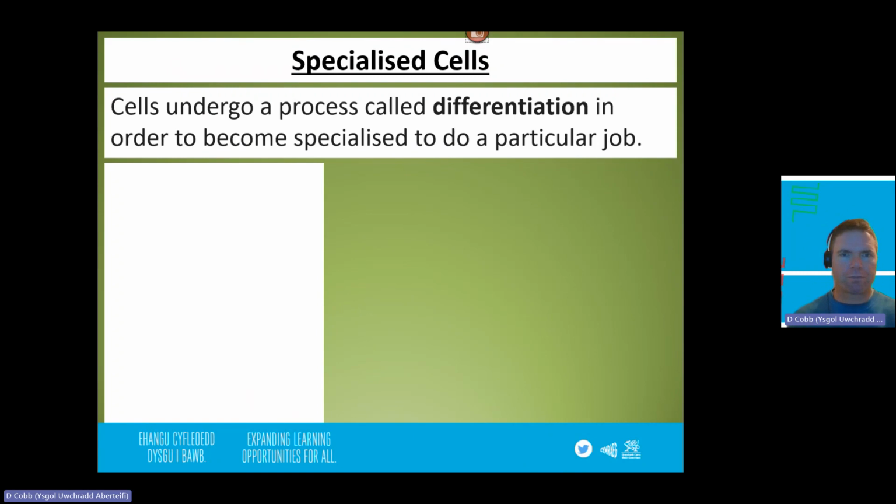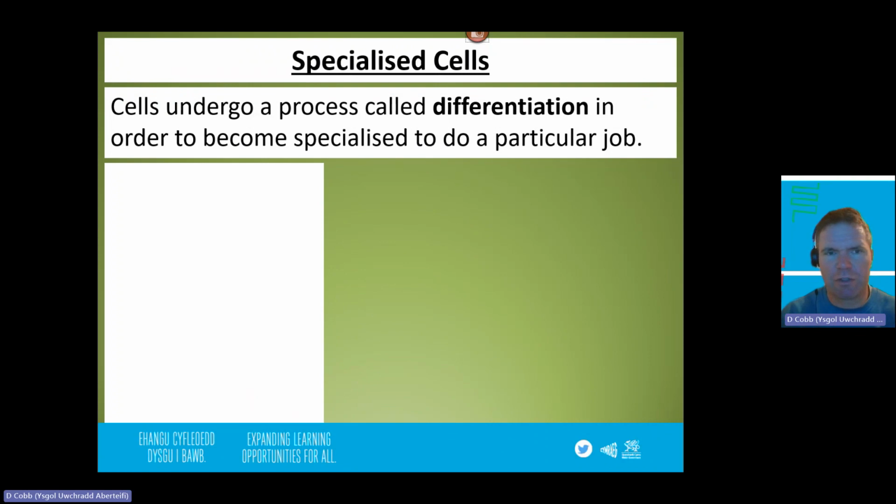So cells, when we draw a basic animal cell, they all look the same and they all look rather boring. And as I alluded to earlier, they look very static. But actually, there's very few cells which actually look like that generic cell that we often draw as teachers, because cells undergo this process called differentiation.